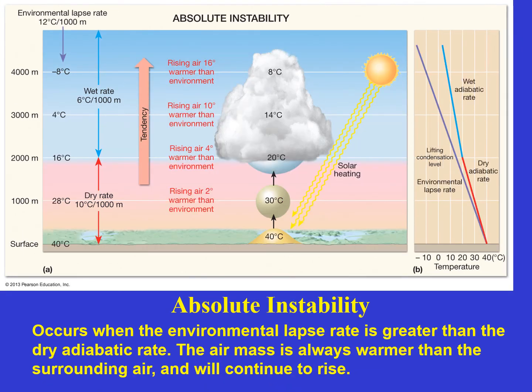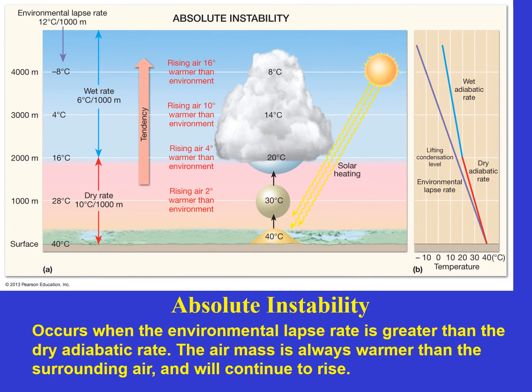Okay, absolute instability. Now it's getting fun. Now you notice that cloud getting taller. So what happens here? Absolute instability occurs when the environmental lapse rate, remember that can vary, is greater than the dry adiabatic rate. So what does that mean? It means that the air mass is always warmer than the surrounding air, so it will keep on rising. As it keeps on rising, it's going to keep on cooling adiabatically, and you're going to have more and more condensation, and that condensation adds some heat to that air mass so it can keep on rising, so you can build this cumulonimbus cloud going all the way to the top of the troposphere.